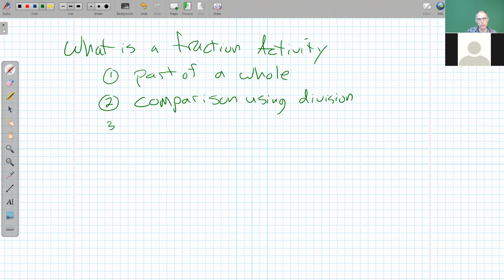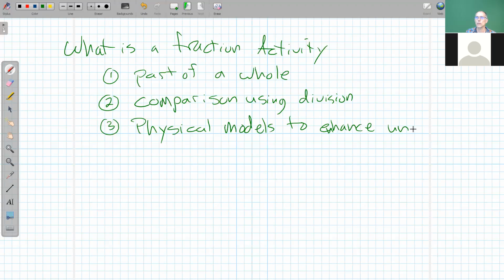And then the third thing we're trying to do here is just bring these physical models in to better understand. So we've got these physical models to try and enhance understanding of what a fraction is.